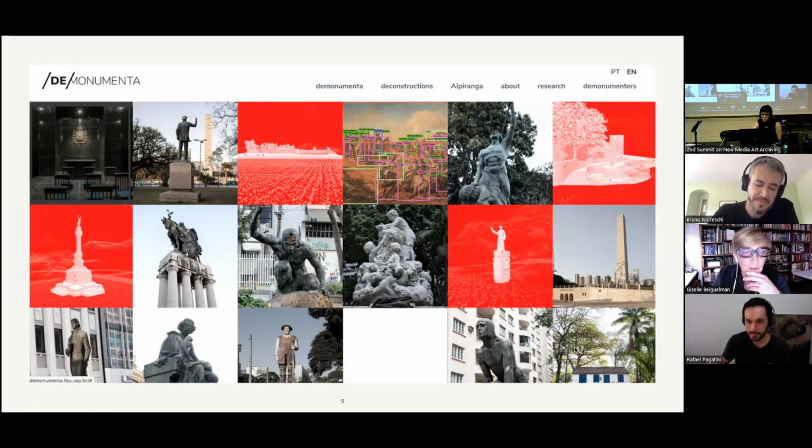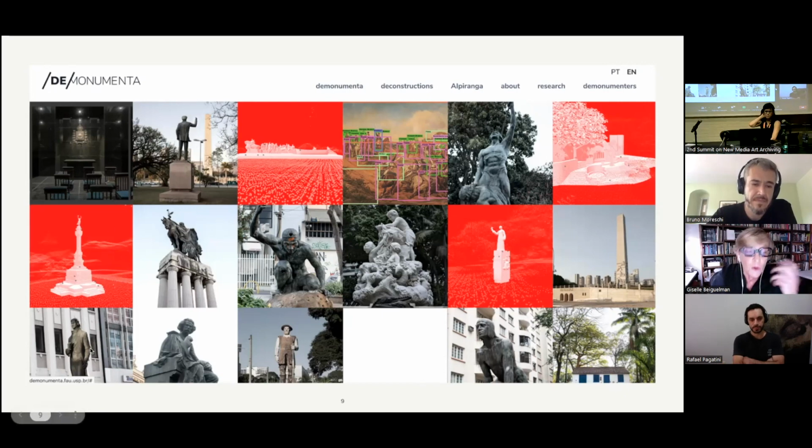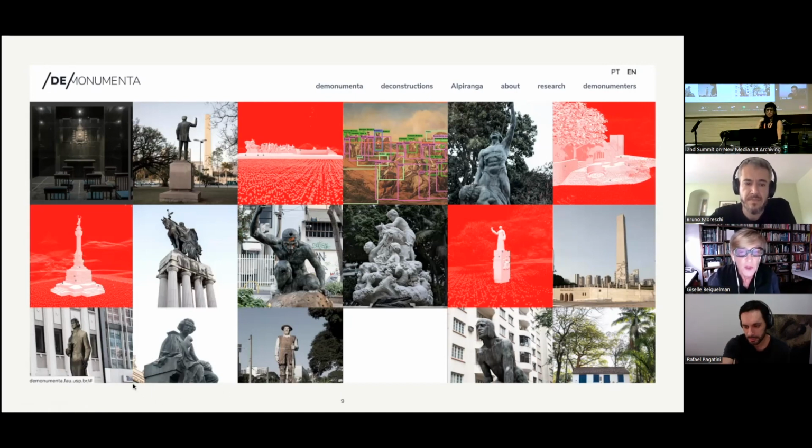Continuing what Bruno is presenting, I should stress that our research process began as a kind of pedagogic experiment. It was and it is the Demonumenta project. It began in the context of the coronavirus pandemic with 70 students from the Faculty of Architecture, Urbanism and Design of the University of São Paulo. Basically, Demonumenta investigates the coloniality embedded in public institutions, monuments, and museum collections.